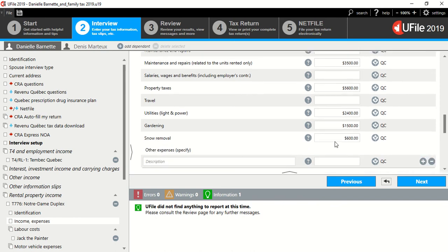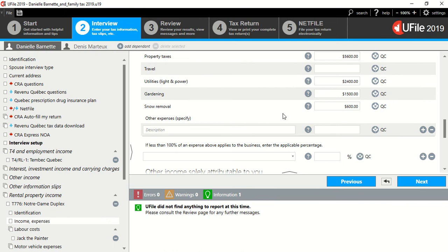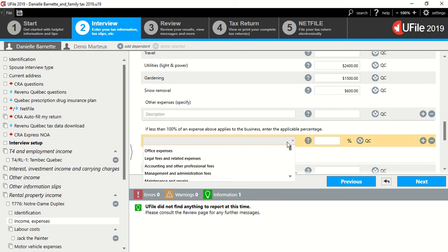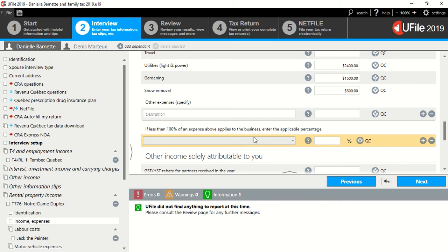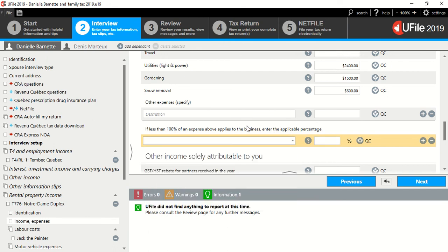Gardening, snow removal, other expenses, do not forget to specify. Okay, if less than 100% of any of the expenses above applies to the business, enter the applicable percentage. So if any of these expenses are related to your personal portion, you would be able to identify them here and put the applicable percentage here. So you would identify the expense and then put the percentage that applies to the business over here.